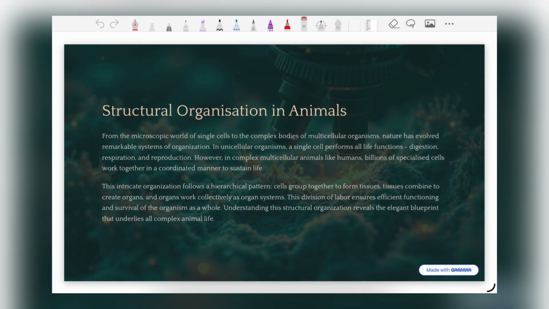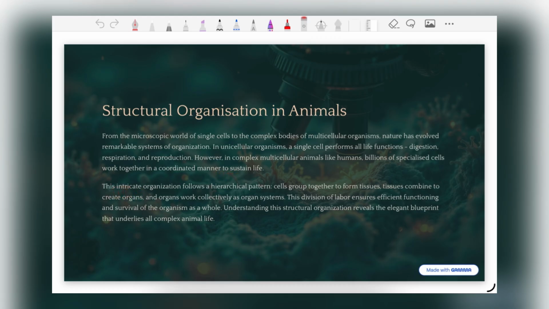Structural organization in animals. From the microscopic world of single cells to the complex bodies of multicellular organisms, nature has evolved remarkable systems of organization. In unicellular organisms, a single cell performs all life functions: digestion, respiration, and reproduction. However, in complex multicellular animals like humans, billions of specialized cells work together in a coordinated manner to sustain life.